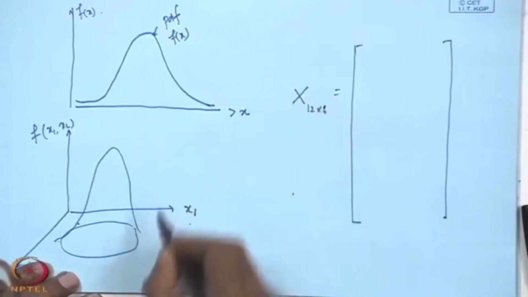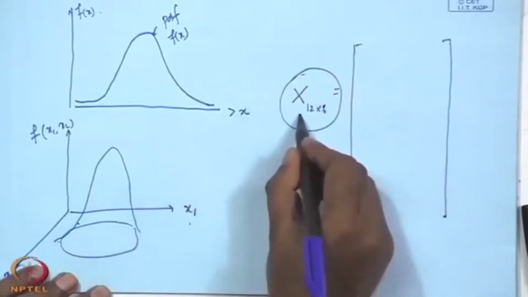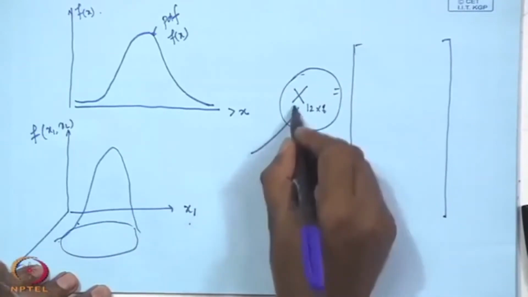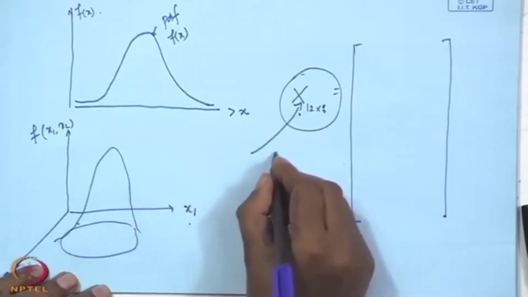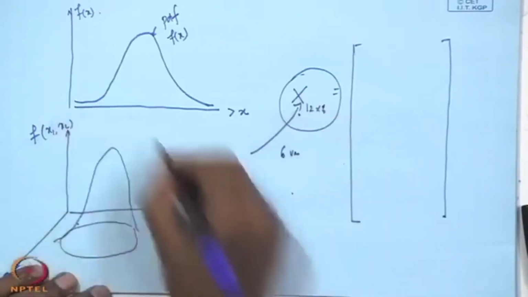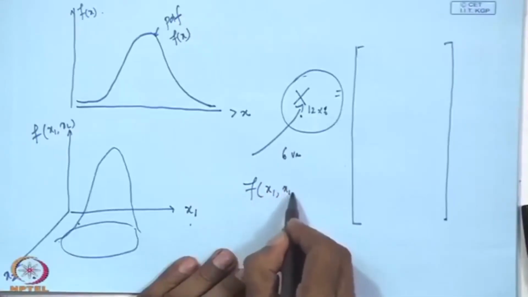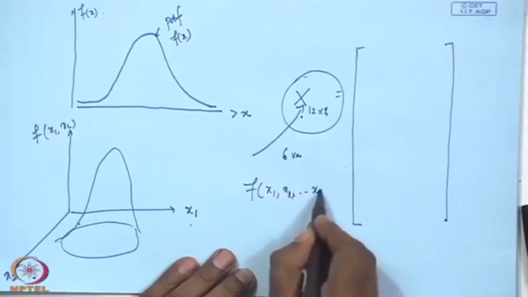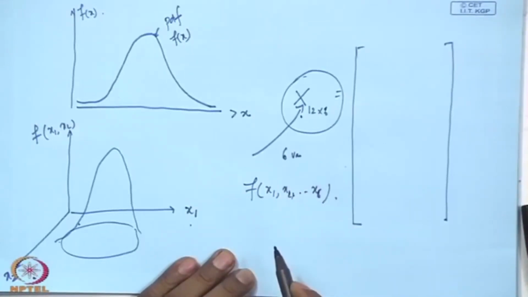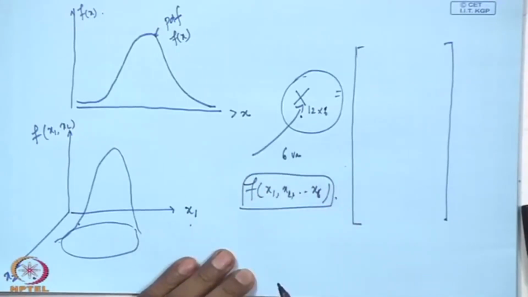Now, if I ask you what will be the distribution of this, as there are 6 variables, it will be a 6 dimensional issue, and your joint distribution will be f(x1, x2, to x6). So, how to get this distribution?